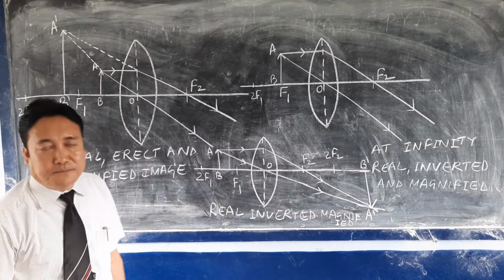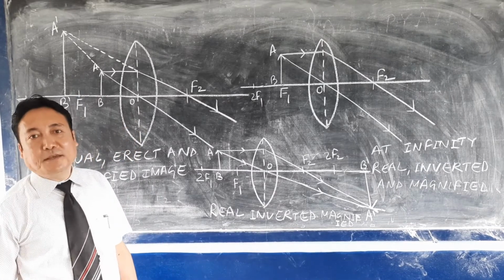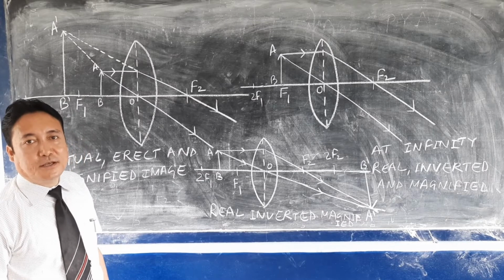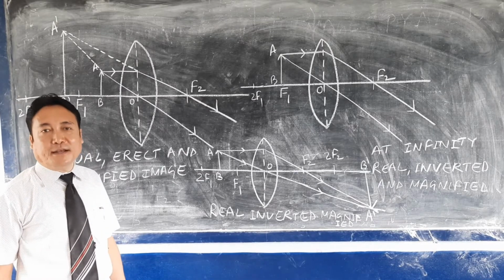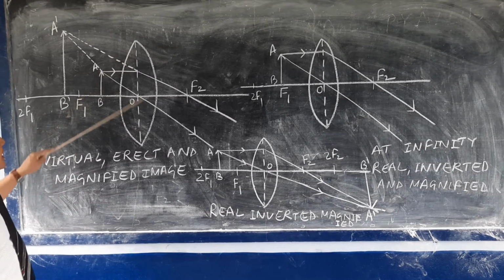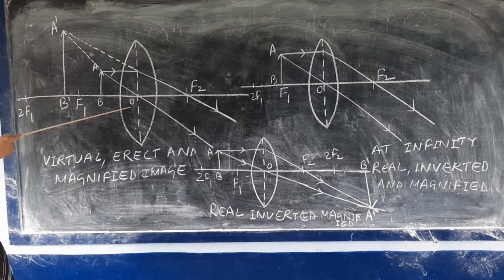Let us come to the ray diagram. The formation of image in case of a convex lens. So we will discuss only the ray diagram related with the convex lens today. Now let us follow this diagram here. Convex lens. This is the principal axis, optical center.